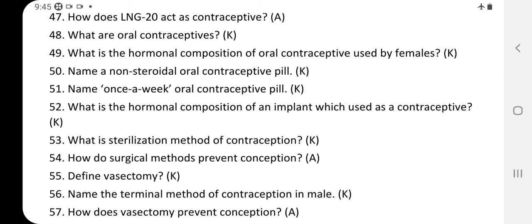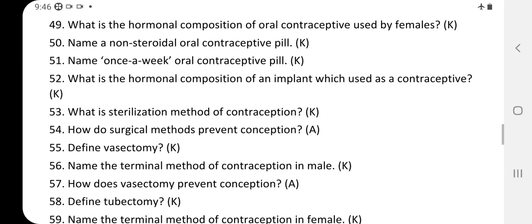53rd question. What is the sterilization method of contraception? The sterilization methods of contraception are the surgical methods generally advised for the male or female partner as a terminal method to prevent any more pregnancies.